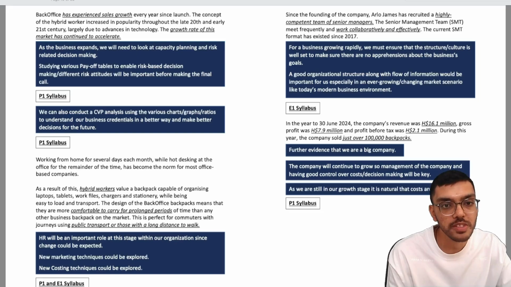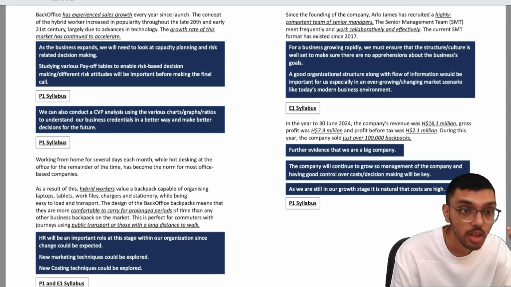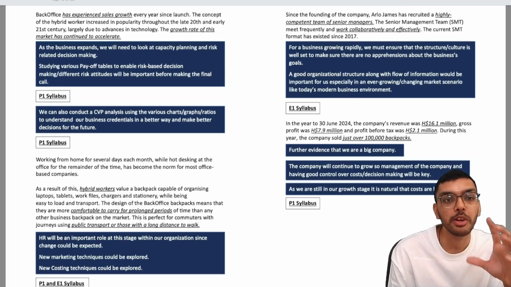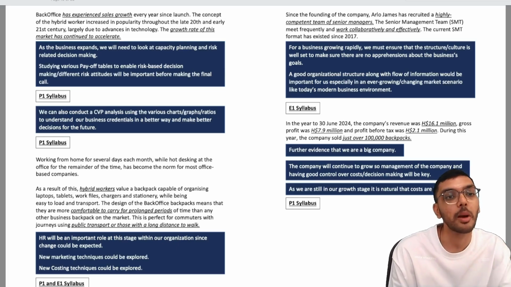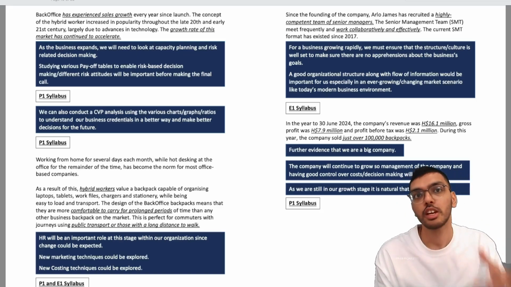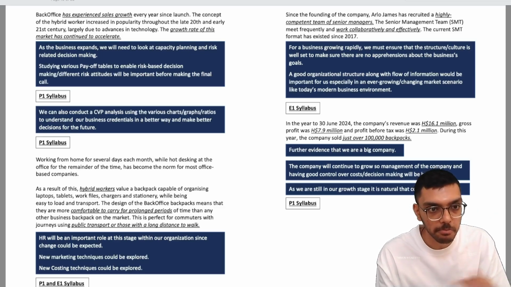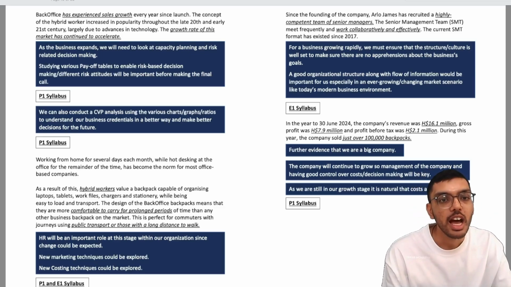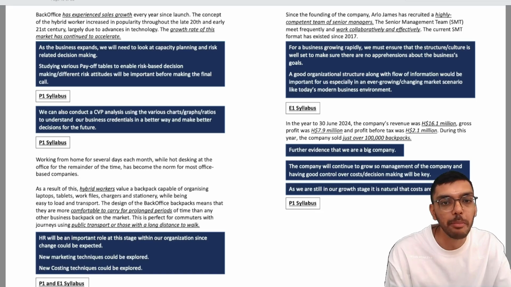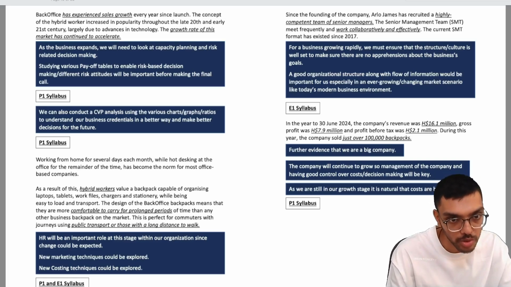Working from home for several days each month while hot desking at the office for the remainder of the time has become the norm for most office companies. So hybrid working is more and more on the rise. So backpacks for these individuals are selling. As a result of this, hybrid workers value a backpack capable of organizing laptops, tablets, work files, chargers, stationery, while being easy to load and transport.